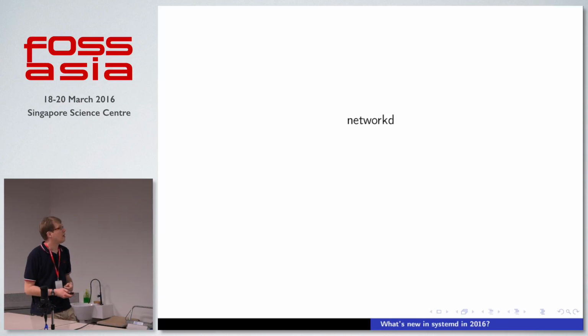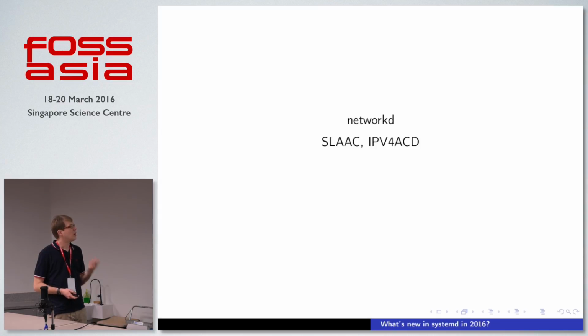I already talked about networkd and this network management stuff. We added a couple of things there too, like SLAAC and IPv4 ACD. It's mostly IPv6 stuff. The SLAAC stuff is about assigning addresses. We have our own implementation of that now, which basically means that networkd doesn't have any dependencies. It doesn't pull in DHCP and all these external components to function in the most basic way. It just does it natively.